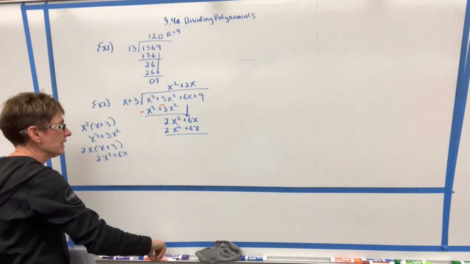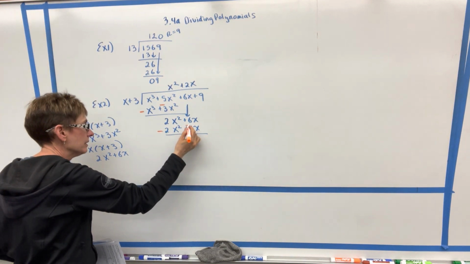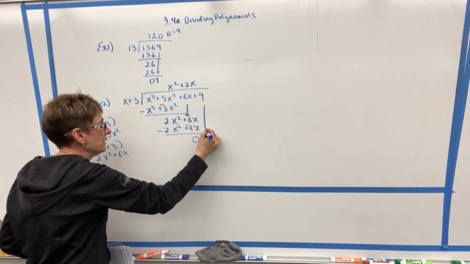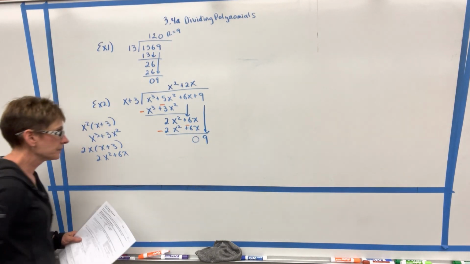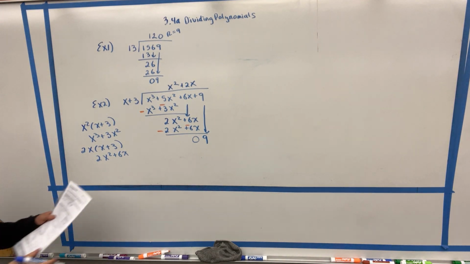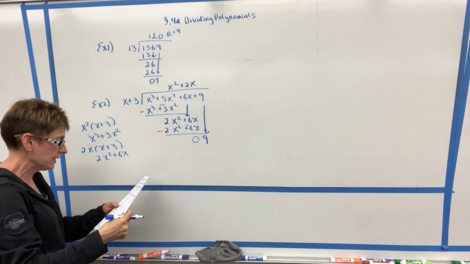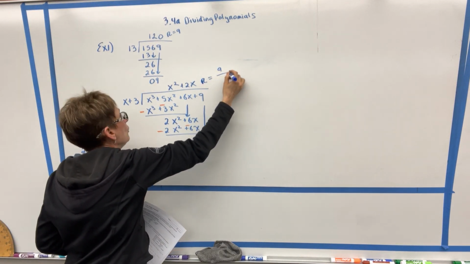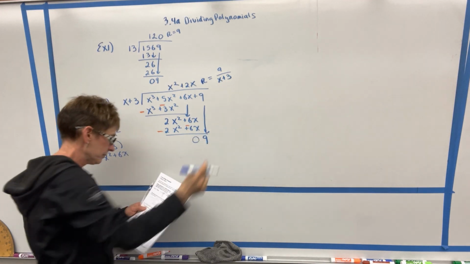When I change the sign here and add, I get 0. I bring down the 9. x plus 3 does not go into 9. So I say that I have a remainder of 9. And typically we can write this as 9 over x plus 3.